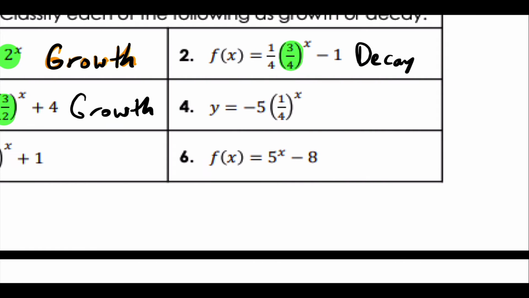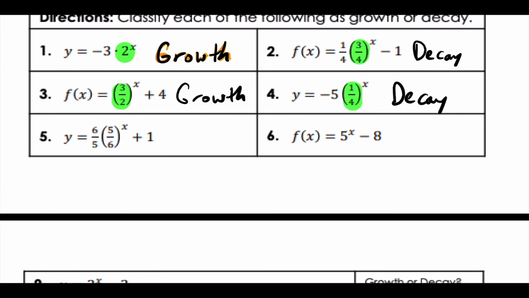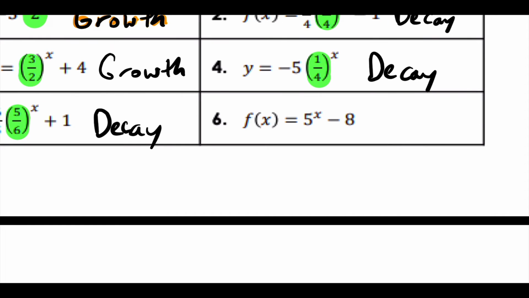Okay. Number 4, what is B? B is 1/4, so that one's going to be decay. Yep. Good. Number 5, is it growth or decay? Yep. 5/6. 5/6 is the one that I'm looking at. That's B. That's barely below 1, so it's decay. And then the last one, I don't have any parentheses. But which one? 5 or -8? Yep. Growth.